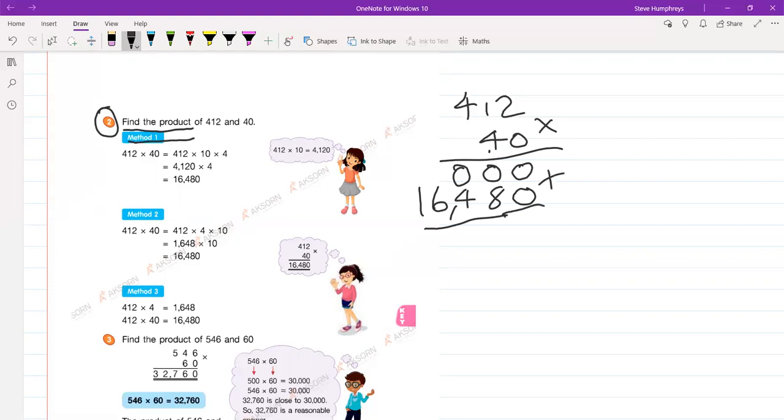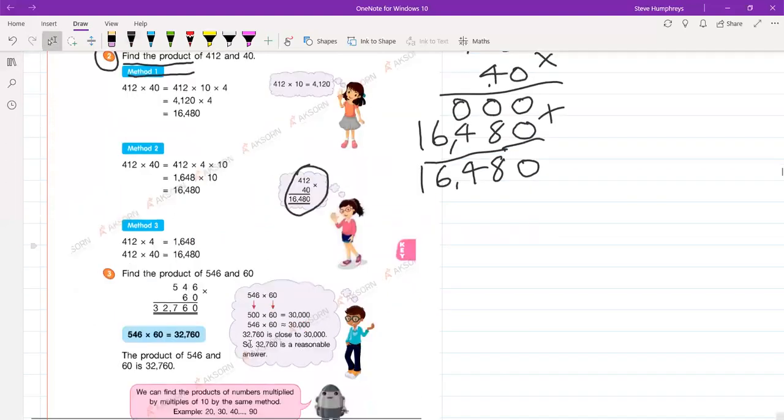Add them together. If you're multiplying by a 0, the first row will be zeros. Add them together. 0 plus 8 is 8. 0 plus 4 is 4. Comma. 6. 1. Answer: 16,480. Okay. Right, let's move on.